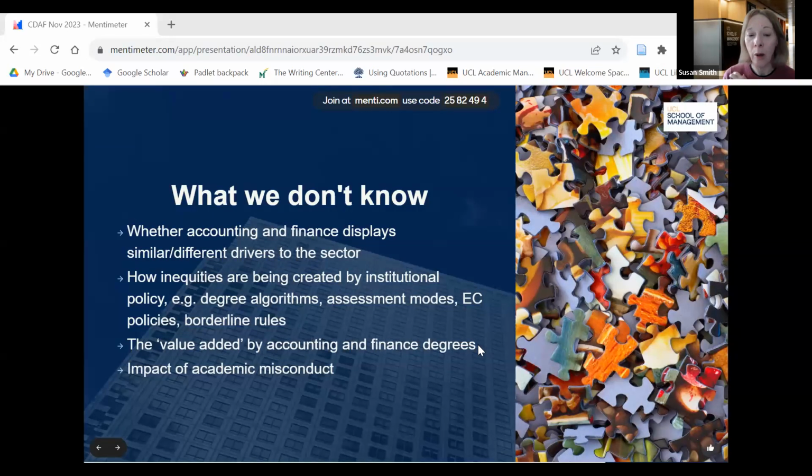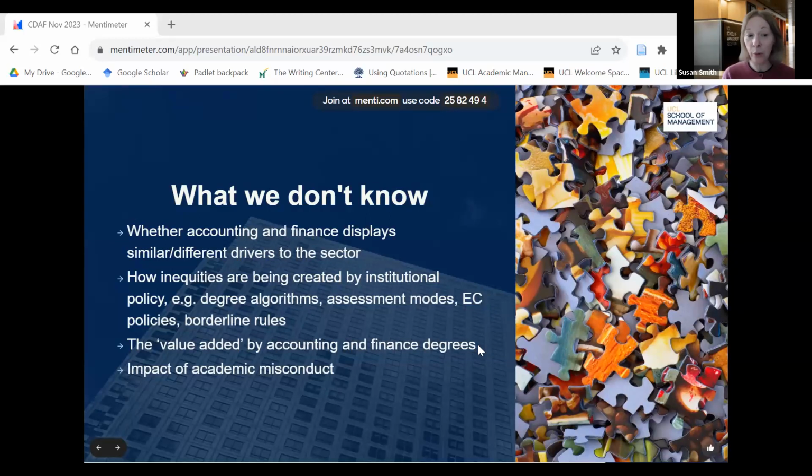We don't, or we don't definitively, have a clear calculation of what might be termed value add by accounting and finance degrees. And I wouldn't just take the A-level grade plus degree outcome, which of course is one of the inputs, I think, into the Guardian rankings tables. But I would say, how do we interpret and calculate value by accounting and finance degrees?